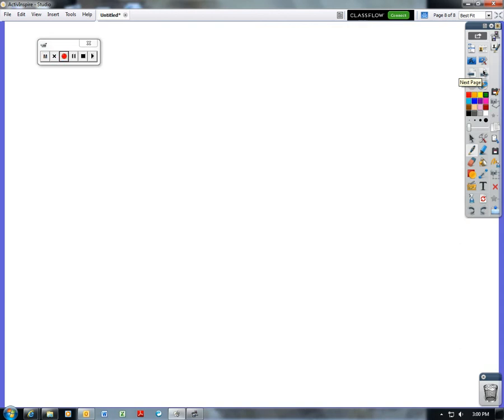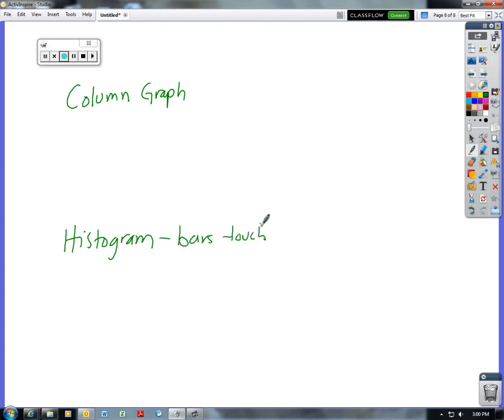So first of all, there's 2 types of graphs. The column graph, which I'm kind of thinking we normally call the bar graph, and then the histogram. And the difference between these are really similar. The difference is the histogram, the bars touch, and on the column graph, the bars do not touch. Bars not touching.